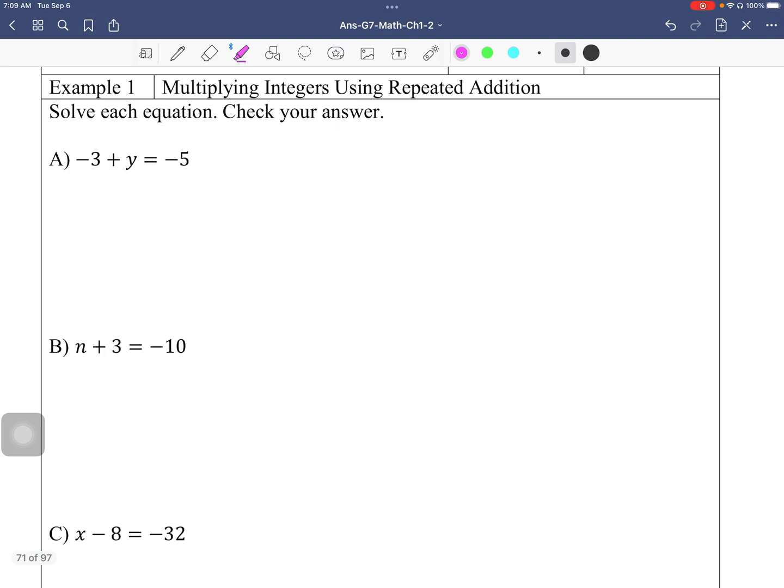To solve each equation, first of all, we want to isolate the variable, and then we circle the numbers. And then as we move it to the other side, the negative will become positive. So here, I have y equals -5 plus 3, which is -2. Okay, so for question B, I want to isolate the variable. So I circle the number, move it to the other side, positive becomes negative, and it equals -13.